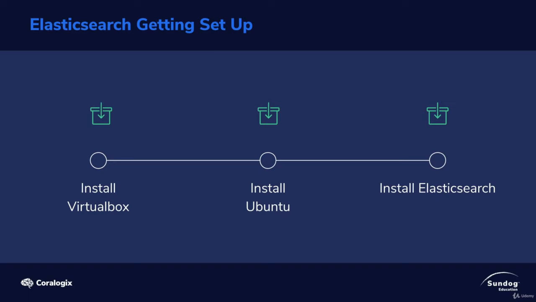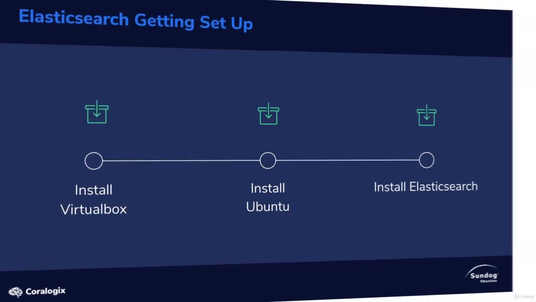Once we have Ubuntu installed inside VirtualBox, we'll install Elasticsearch on it, and after that, we'll install the complete works of William Shakespeare into Elasticsearch and see if we can successfully search that. So that's a lot to do in one lecture, but I'll get you through it.